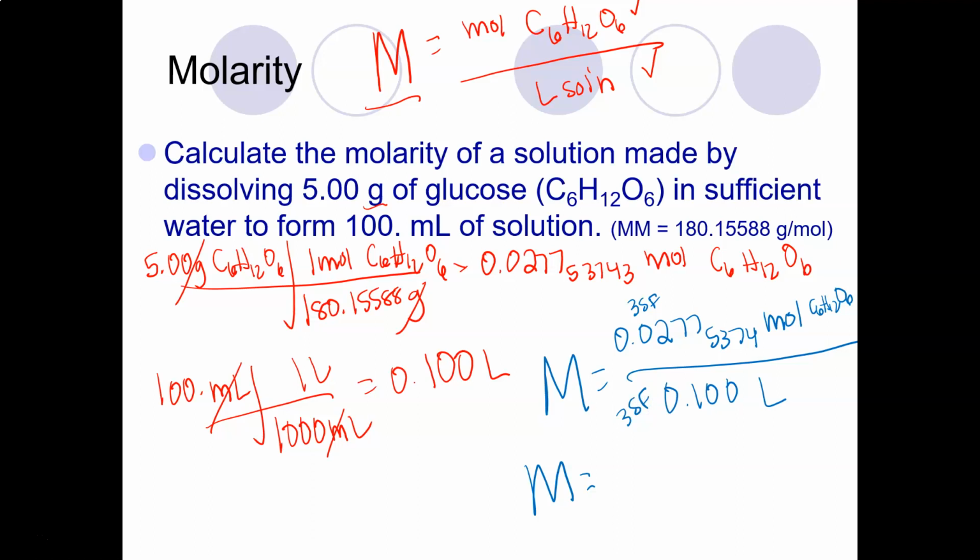So when I do this math and I divide it, I get 0.2775374. So I'm going to round it to 3 sig figs. So 0.278 would be my molarity of C6H12O6. So that way works perfectly. Okay, that would be my answer right there.